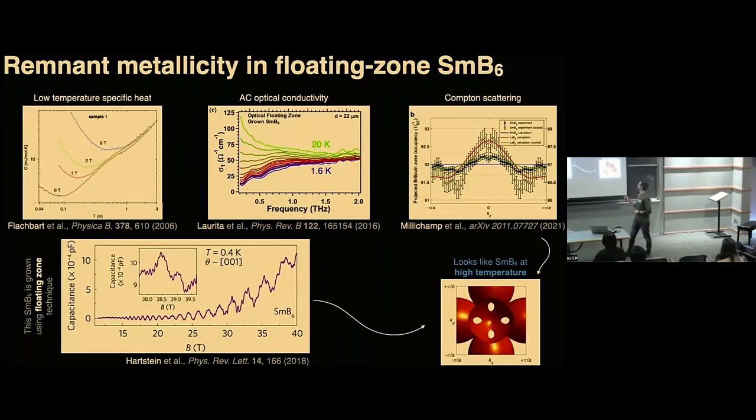So both the Compton scattering results and the quantum oscillation results allow you to extract what the Fermi surface looks like. And in both cases, it looks like the metallic parent state of SmB6, so the high temperature d electrons, essentially with no influence from the f electrons.